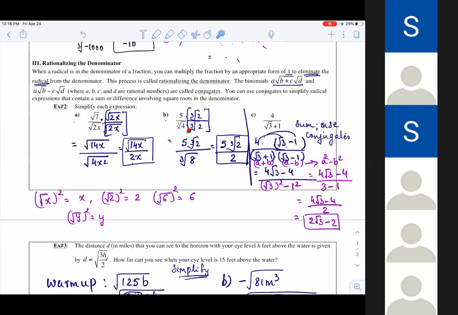But if it's a cube root, you're going to look for how you can get the next perfect cube from 4. You know that 8 is a perfect cube, and all you have to do is multiply the 4 by cube root of 2. So 4 and 2 becomes 8, and cube root of 8 is 2.